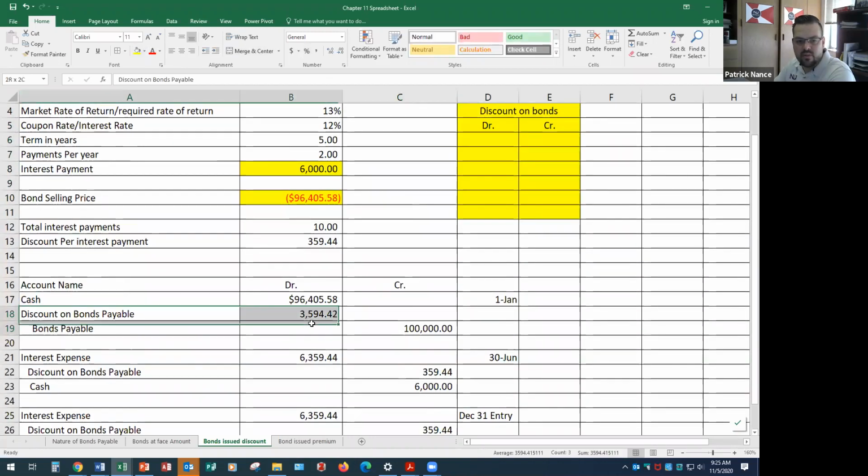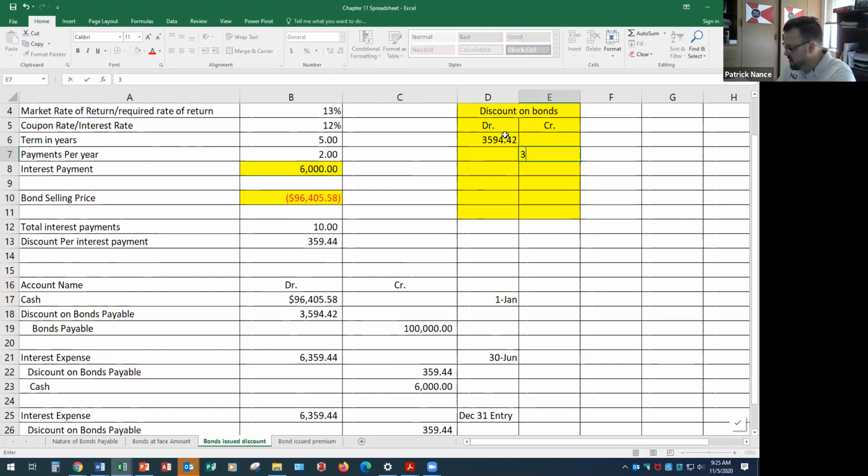So what I do to it in the first place, I debited it for $3,594.42. And with these two entries, I have credited it for $359.44 and $359.44. And what's going to end up happening is, I'll move this down a little bit. I don't know if I have 10 spaces or not, but let's see, 1, 2, let's see how many I got here. 9, I need one more. Okay, so I'm going to do this 10 times.